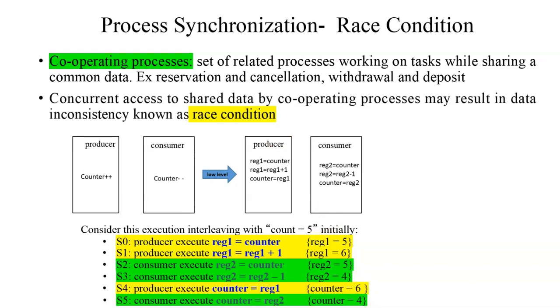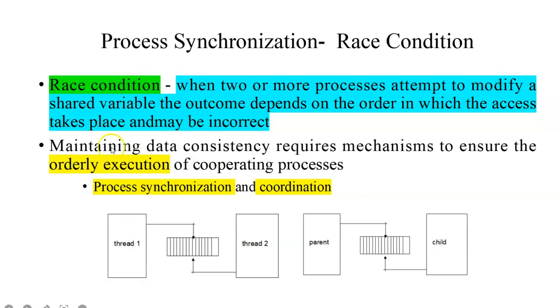Now, in order to avoid this, all these 3 instructions should be executed completely, and then the consumer instructions should be executed. That is, we need some orderly execution among the processes. The producer code should be executed, then consumer code, or else the consumer code should execute fully and then the producer code should execute. Maintaining data consistency requires mechanisms to ensure orderly execution of the cooperating processes. So this is all about process synchronization and coordination among the processes.